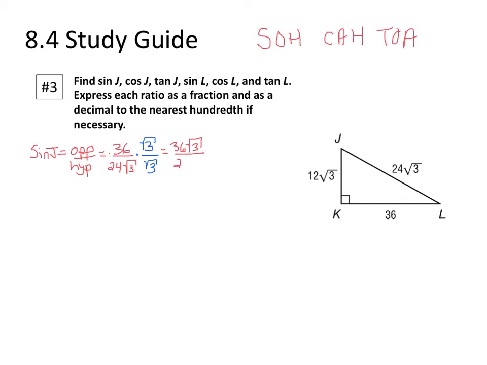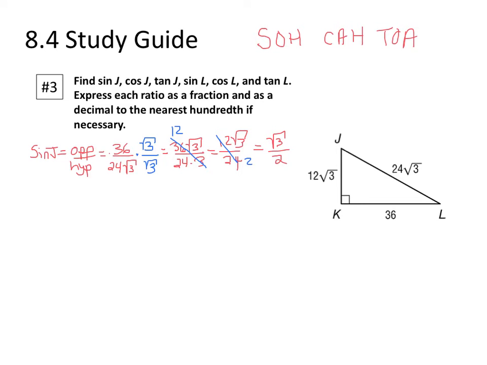And we have 24 times square root of 3 squared, which is 3. And we can just simplify this. We've got 36 divided by 3 is 12. So we can simplify this to 12 square roots of 3 divided by 24. And we can further simplify that to 1/2. So the sine of j, rationalized, is square root of 3 divided by 2.